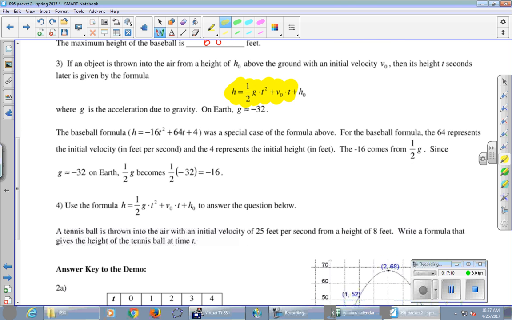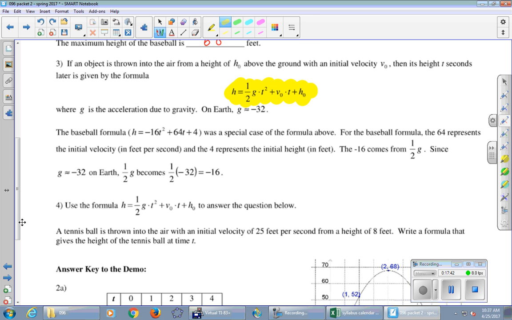It says that h is equal to 1/2 times g, gravity, times t squared, plus v sub 0. That v sub 0 looks like two things. It's really just one thing, and it is the initial velocity. The v stands for velocity. The 0 is like the 0 on the stopwatch right when this ball is being thrown. You got it? V sub 0 is supposed to represent the start of something, the start of the velocity. And h sub 0, again, that is a starting number. It is the starting height of the object, okay?